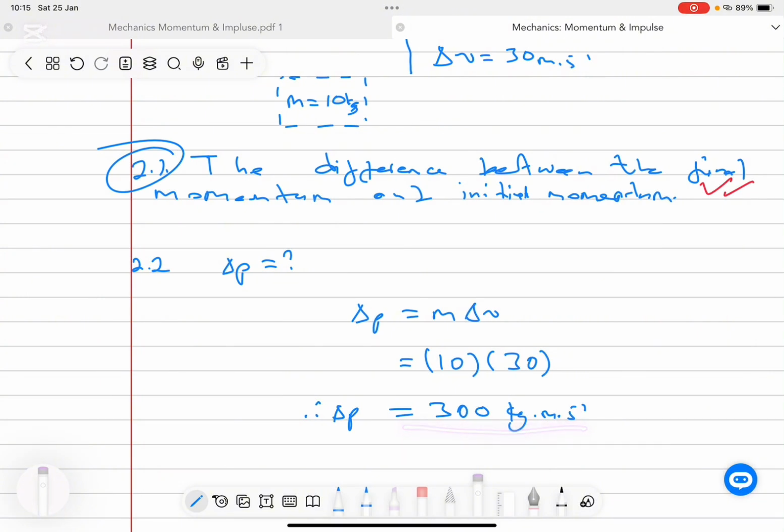And because this answer is positive, I'll further attach direction to it, because I know that change in momentum is a vector quantity. Anything that is positive means it goes to the north. So here I'm going to write northwards. So it's 300 kilogram meters per second northwards.